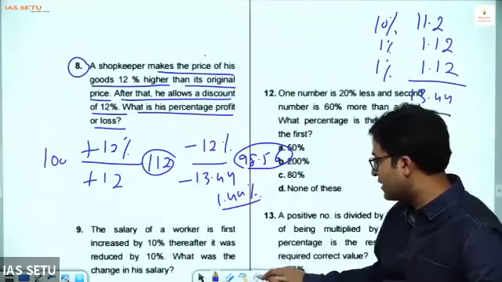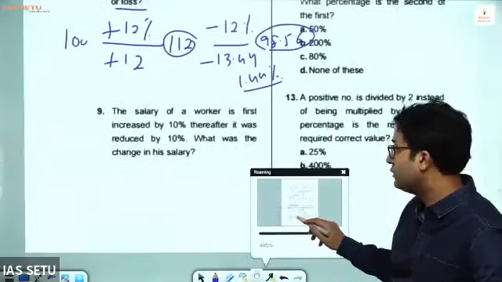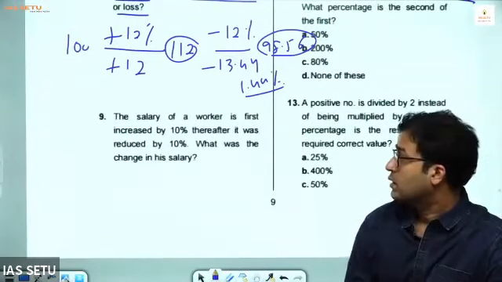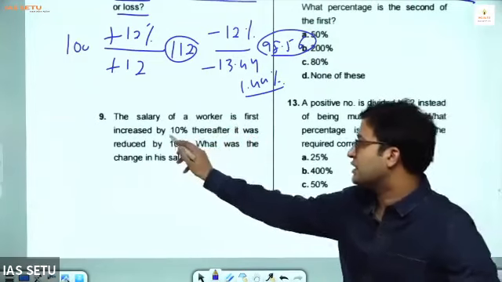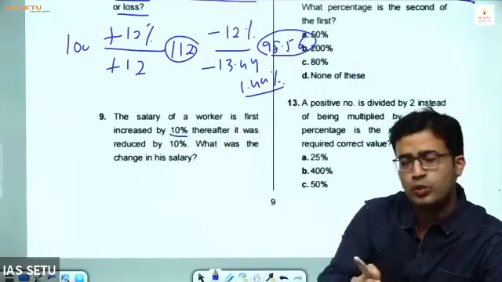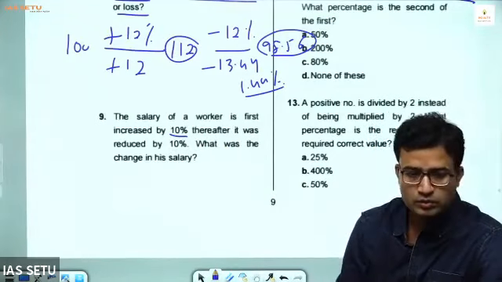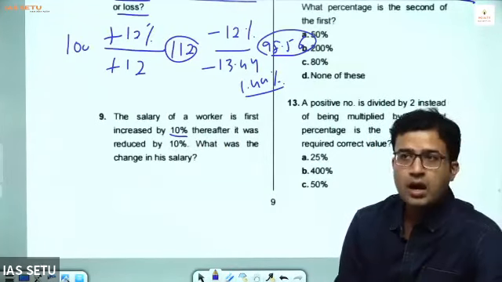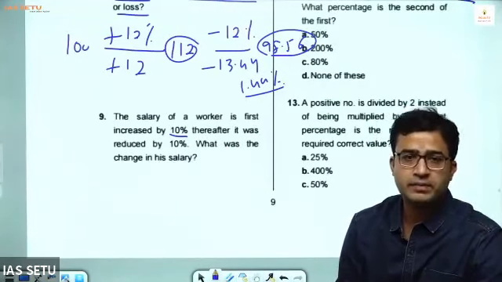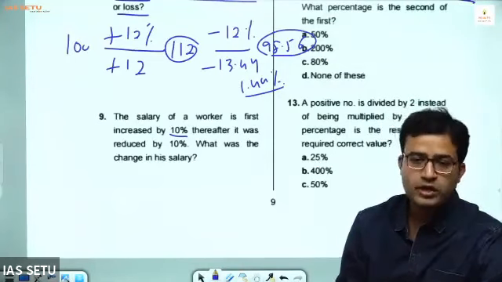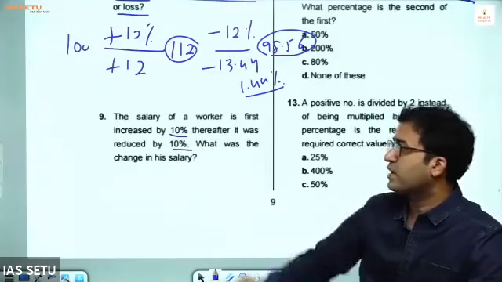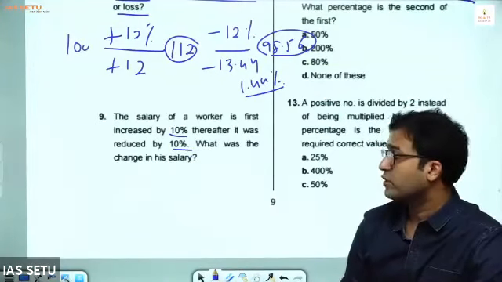Let me take question number 9. Salary of a worker is first increased by 10%, thereafter it is reduced by 10%. What was the change in salary? Your boss plays a game with you. Bosses are always smart. They say, first day I increase your salary by 10%, next day I will reduce your salary by 10%. So there will be no change. Let's see what loss there will be. First salary increased by 10% and thereafter it is reduced by 10%. What was the change in his salary?